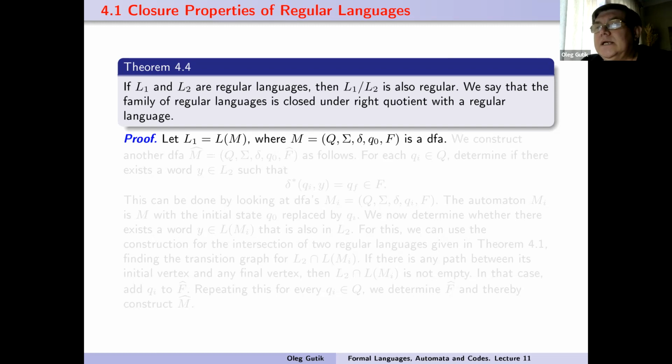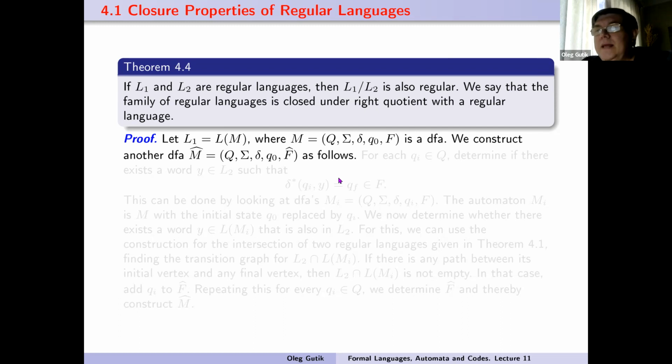That the language L1 is accepted by automaton M capital, where automaton M capital has this set of states Q capital, our alphabet capital sigma, with the transition function delta, with the initial state Q0 and with the set of final states F capital, and this automaton is a deterministic finite automaton acceptor.